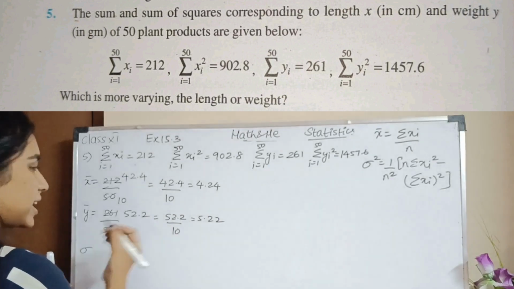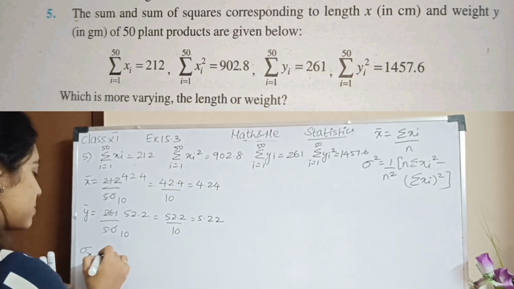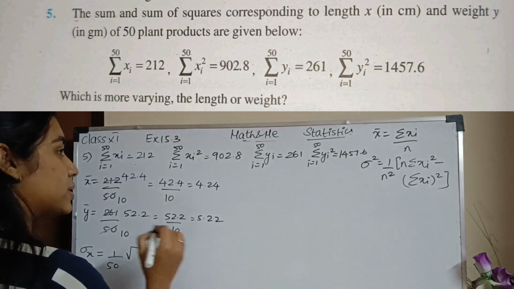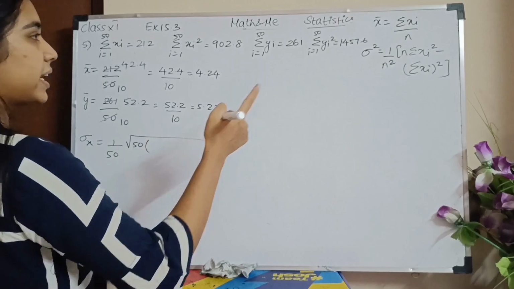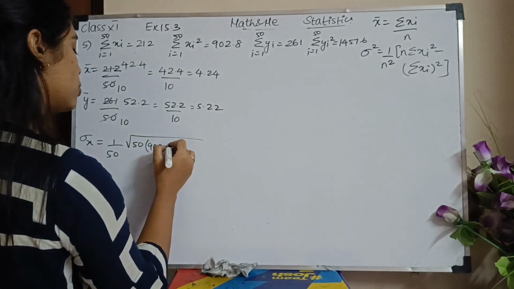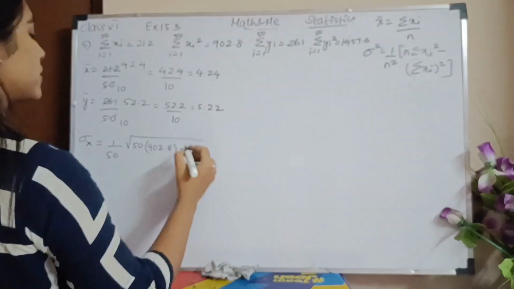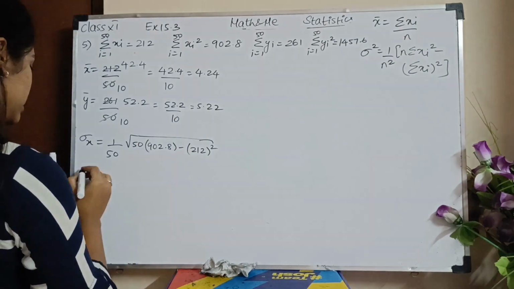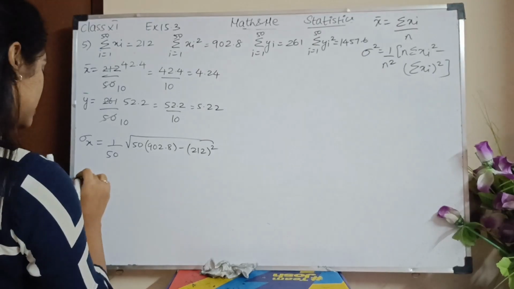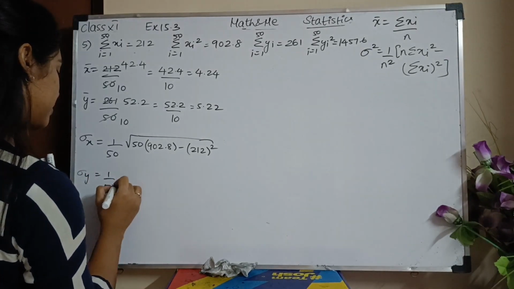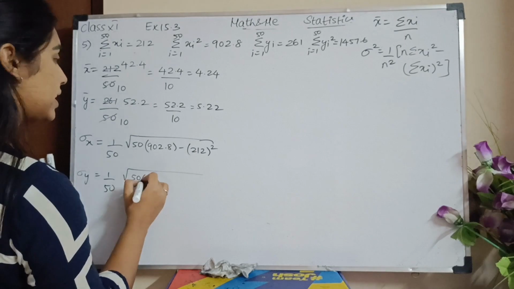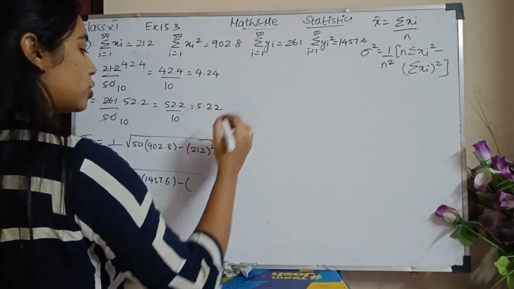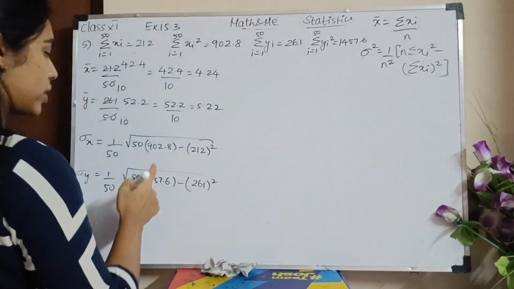Now let's find the variance. I'll directly find the standard deviation. So sigma of x will be the square root of this. This will be 1 by 50 square root of n times sigma xi square, which is 50 times 902.8, minus sigma xi the whole square, which will be 212 the whole square. Okay, so this is a calculation. Another calculation is sigma y. So sigma y is 1 divided by 50 square root of 50 times sigma yi square, 1457.6, minus 261 the whole square. Okay, shall we do one first?